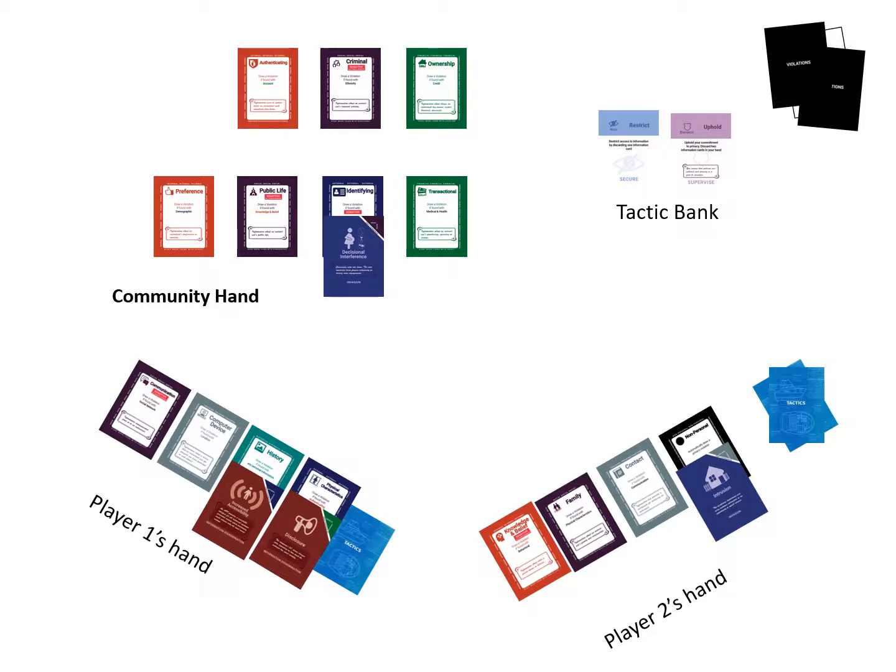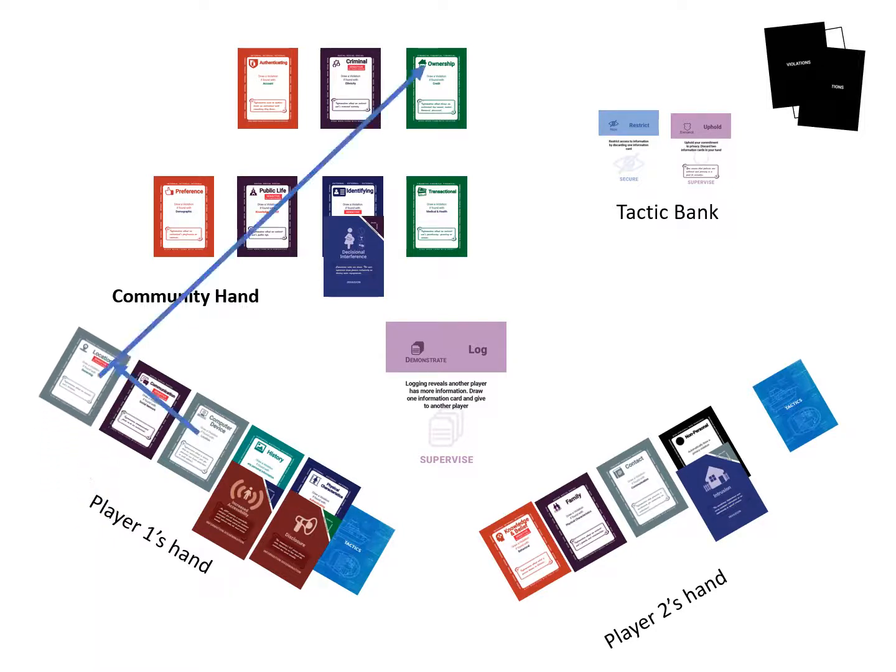Player 2 will now play the log tactic. Logging reveals another player has more information. Draw one information card and give to another player. Player 2 then draws the location card and gives it to player 1. Notice that since location is risky with ownership, we draw a violation for that card. And because computer device, which is in player 1's hand, is risky with location, we draw a violation for that card as well.